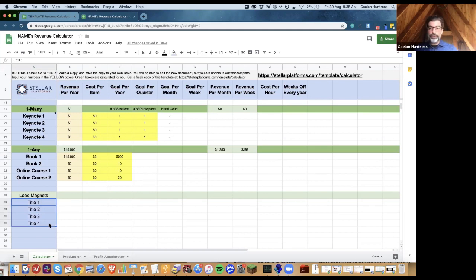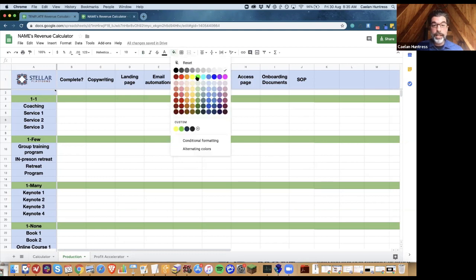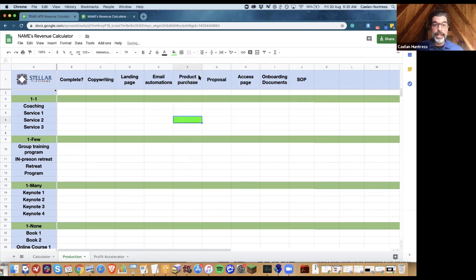I find this useful just because I do a lot of funnel work to figure out how to cross-sell these. There's another tab here called production, and it automatically populates everything in column A, so that if you've changed the names for things, it's going to show up here. And if you want to put in things that you want to create next year, then it gives you a little workflow for what else you still have to do. You can create fill colors and say, this needs to be done, so I'm going to make it green.